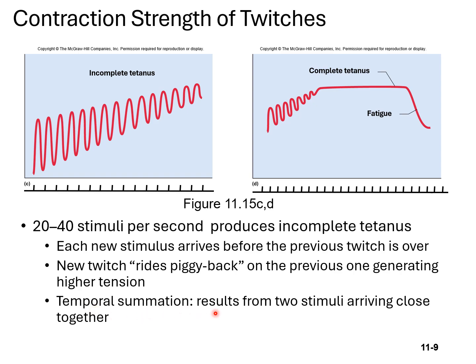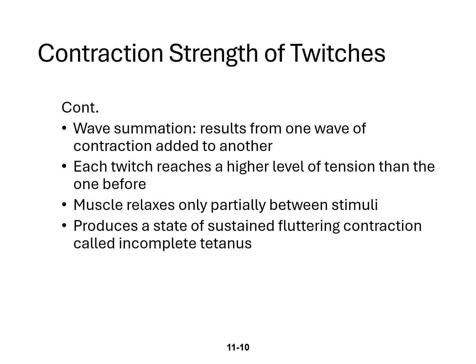Temporal summation results from two stimuli arriving close together. So because you have two coming at the same time, it starts doing this, and eventually you can see here that you'll reach a point where it's going to be completely contracted, but it hasn't reached it yet. That's going to be incomplete. This one, the wave summation, results from one wave of contraction adding onto another, and each twitch reaches a higher level of tension than the one before.